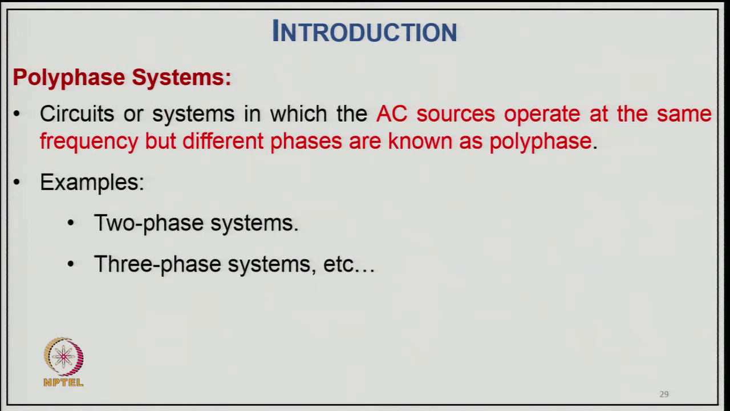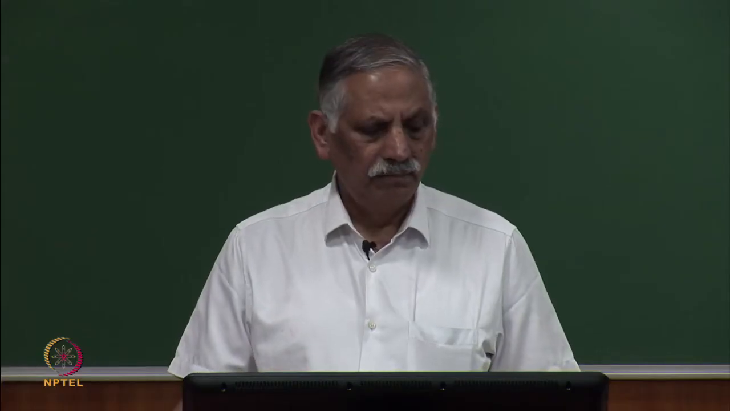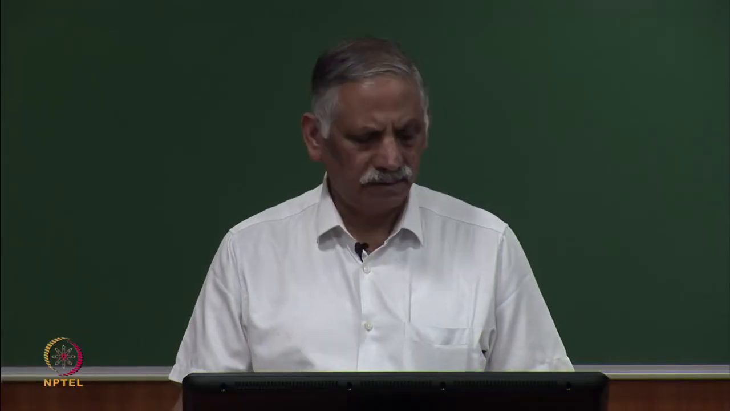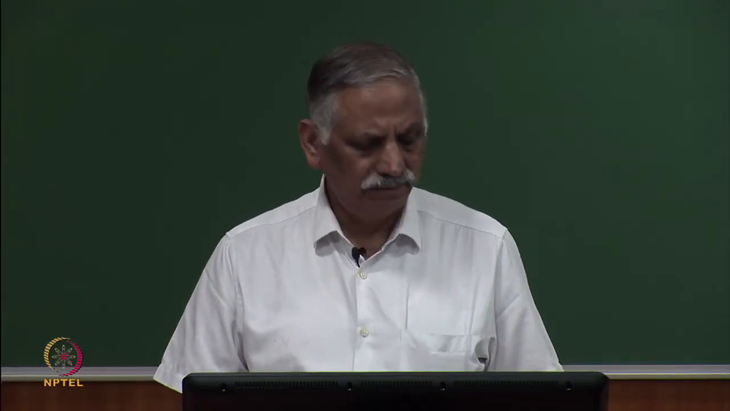Or generally we have a polyphase system. Polyphase means more than one phase, it can be any number of phases, but of course, out of polyphase we normally adopt the 3 phase system. A circuit or system in which the AC sources operate at the same frequency, but different phases, is known as polyphase. Examples may be a 2 phase system, 3 phase system, 5 phase system, or even much higher than 5 phases are also used in some specific applications, but the most popular has been the 3 phase system.